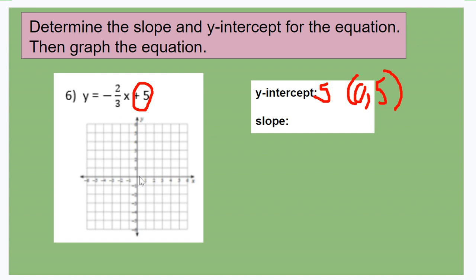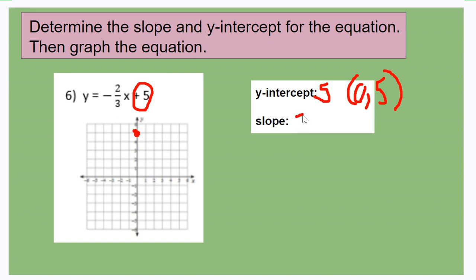So we're going to start at 0, 0, and we're going to go up to positive 5. 1, 2, 3, 4, 5. For our first point, our starting point, 0, 5 is right here. Then we're going to use our slope, -2/3, so it's negative, which means it should be downhill.